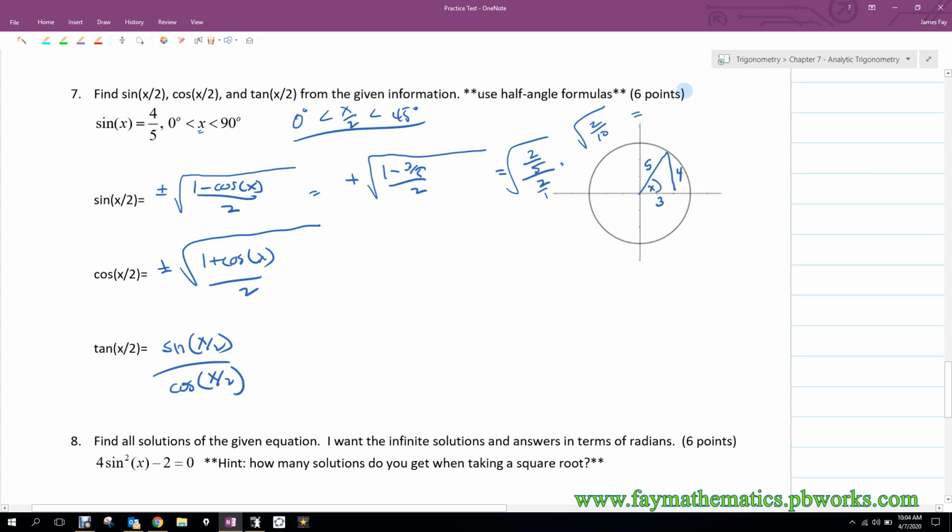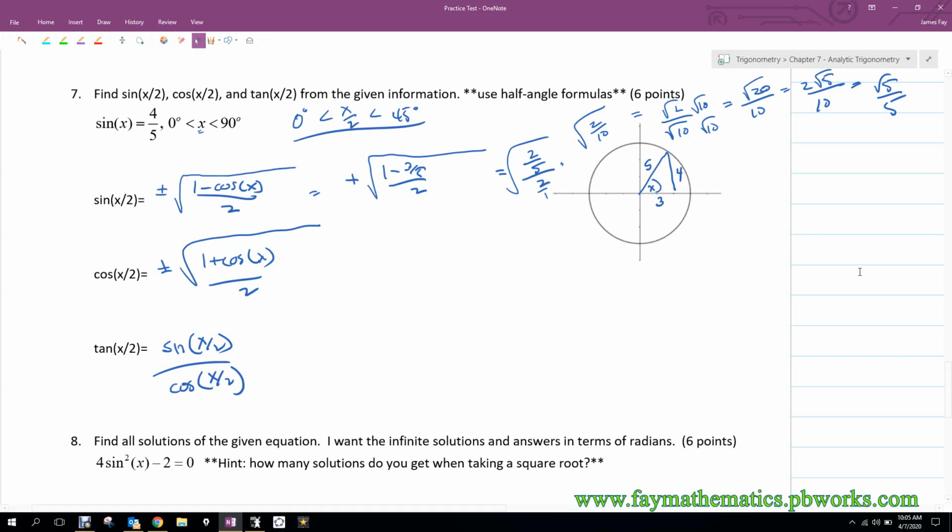If you want to, it's radical 2 over radical 10. Rationalize. So you get radical 20 over 10. So that's what, 4 and 5. So 2 radical 5 over 10. So radical 5 over 5. That's okay.